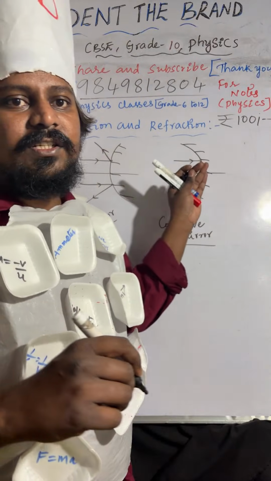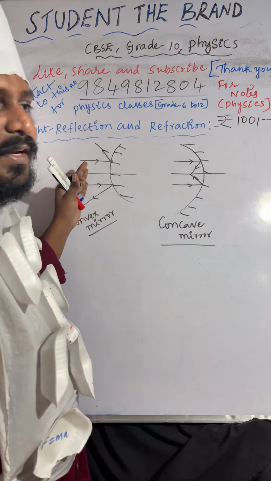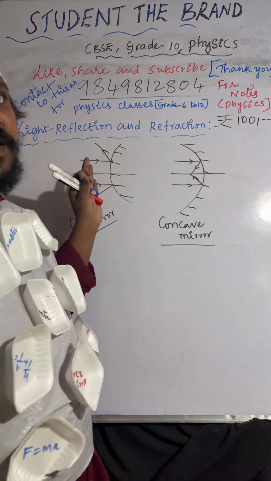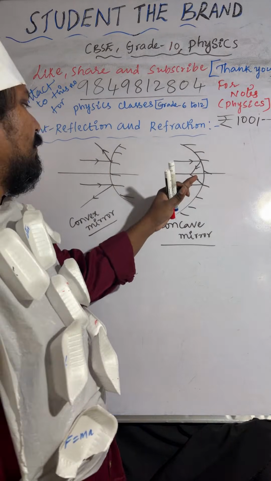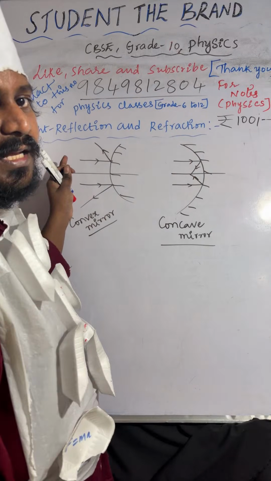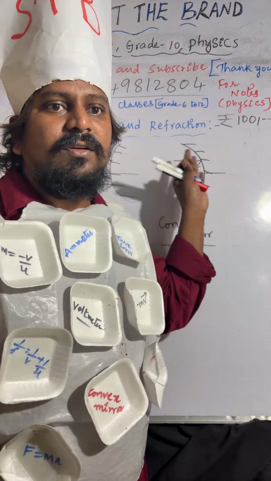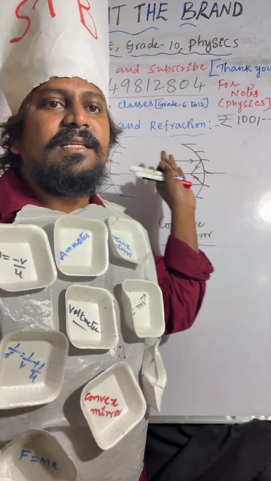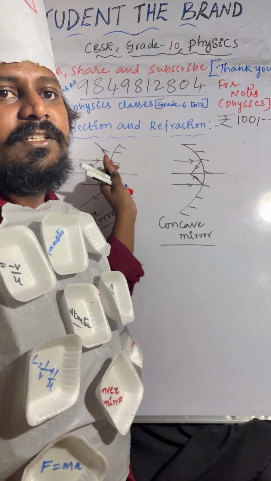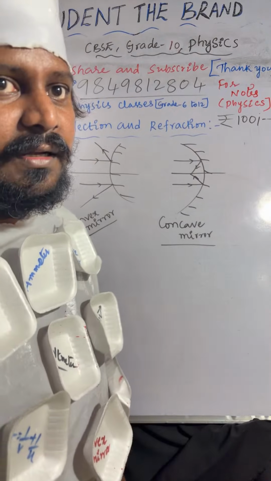So in the concave mirror, after reflection, those light rays are meeting towards the principal axis. Here, after reflection, light rays are moving away from the principal axis. So concave mirror is also known as converging mirror. Convex mirror is also known as diverging mirror. Okay, done.